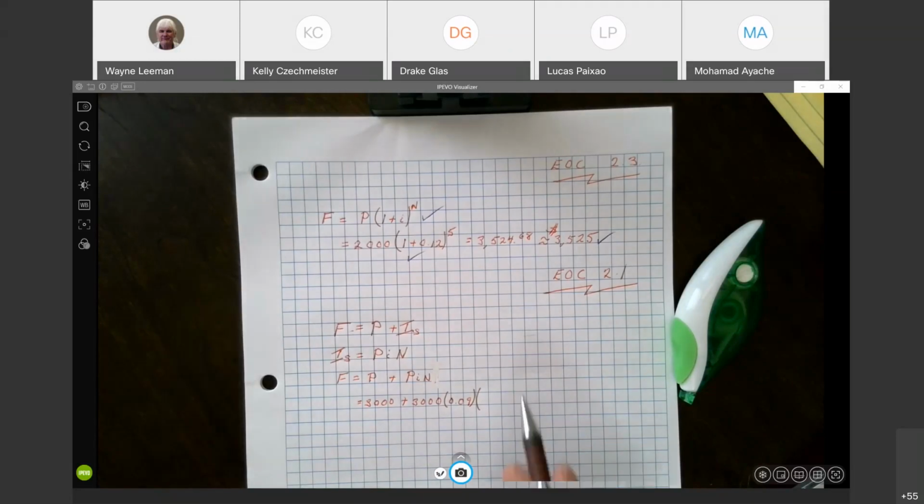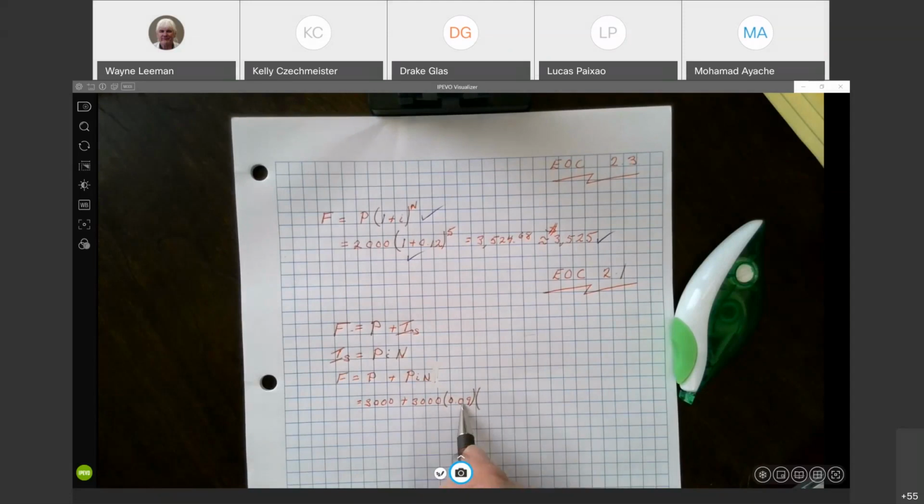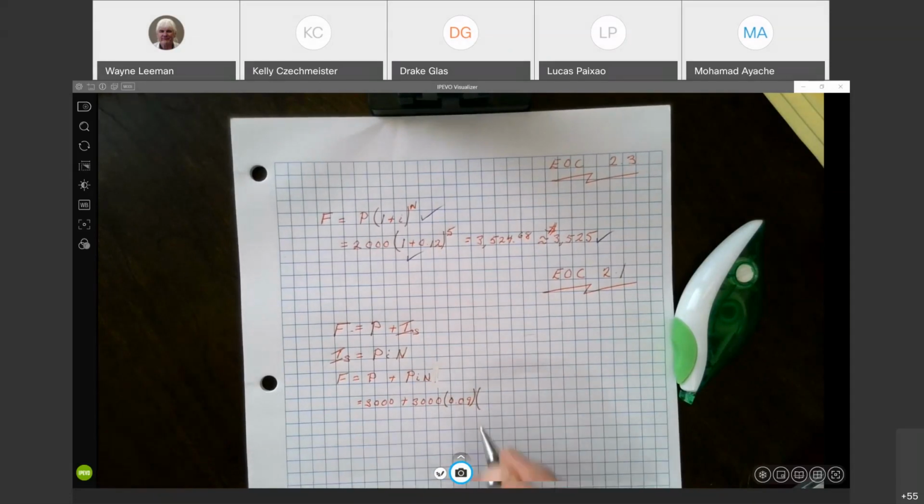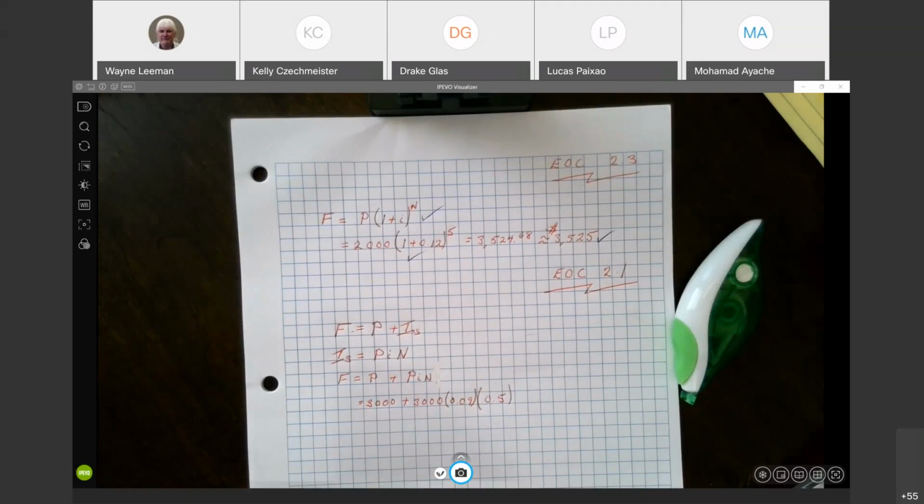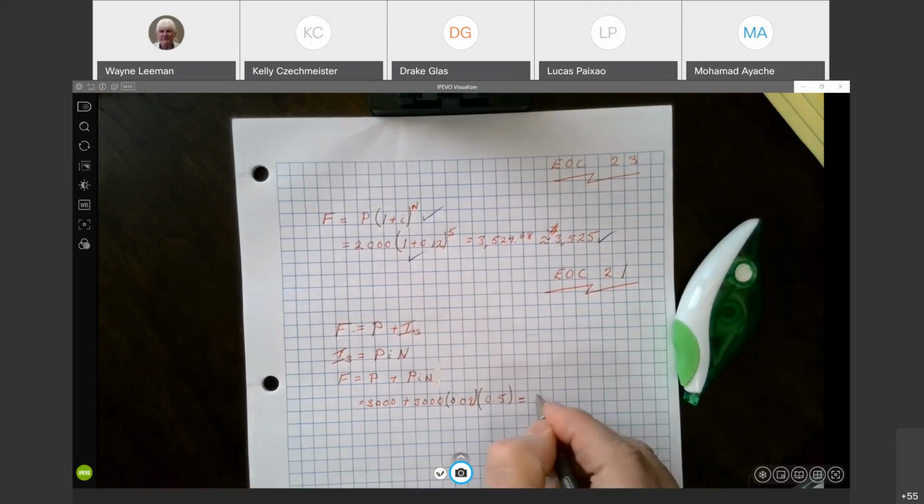Same thing here. The interest rate is per year, but our compounding period, or our number of periods in this case, is 6 months. Well, 6 months is a half a year. We need years here as well. So it would be 0.5 in that case. So if we do that arithmetic, you should get an answer of $3,125.